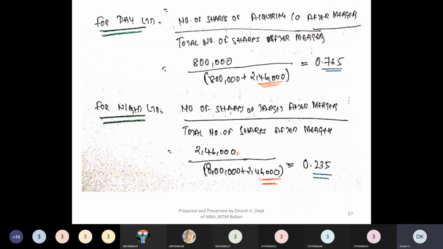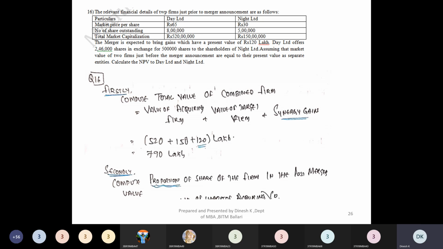Okay, so next problem we'll take up and we'll close this valuation. The next chapter, when we start from next week, we'll start with a fresh chapter. Just go through this 16th problem here. We have relevant financial data of two companies. One is Day Limited, the other is Night Limited. So market price is given as 65,000 for Day Limited and 30,000 for Night Limited.